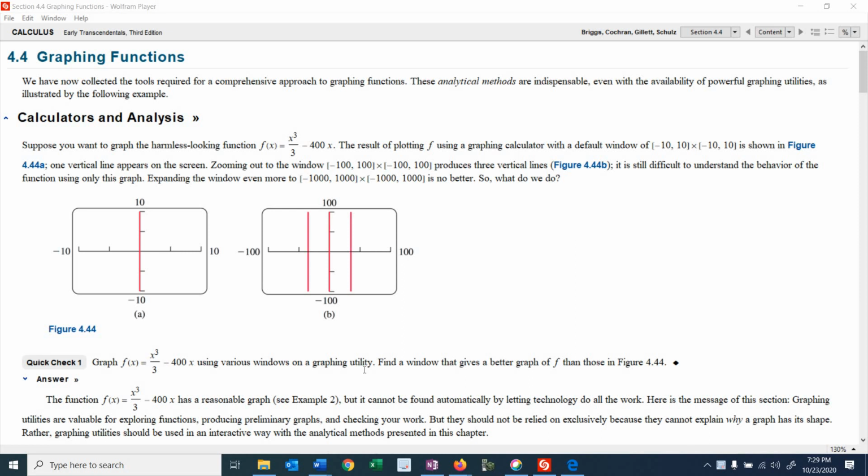Hello again. In this video, we're going to talk about how we graph functions using calculus. So what we're going to do is use the tools that we learned from section 4.3 to help us graph functions.